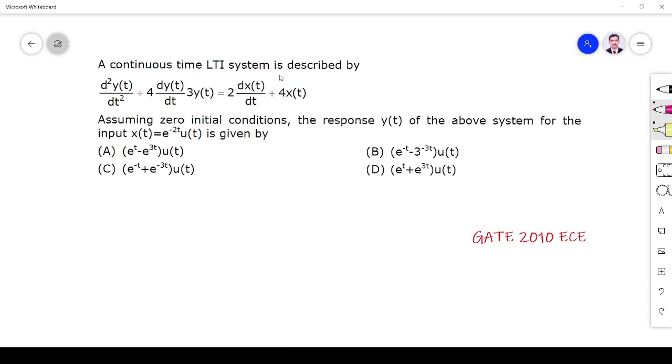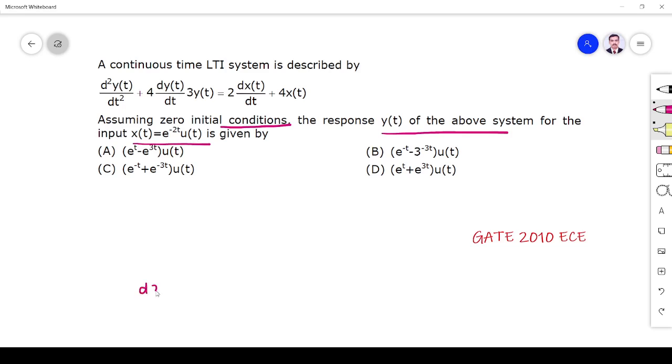The question is, a continuous time LTI system is described by d squared y(t)/dt squared plus 4 dy(t)/dt plus 3 y(t) equal to 2 dx(t)/dt plus 4 x(t). Assuming zero initial condition, find the response y(t) of the system for input x(t) equal to minus e^(-2t) u(t).